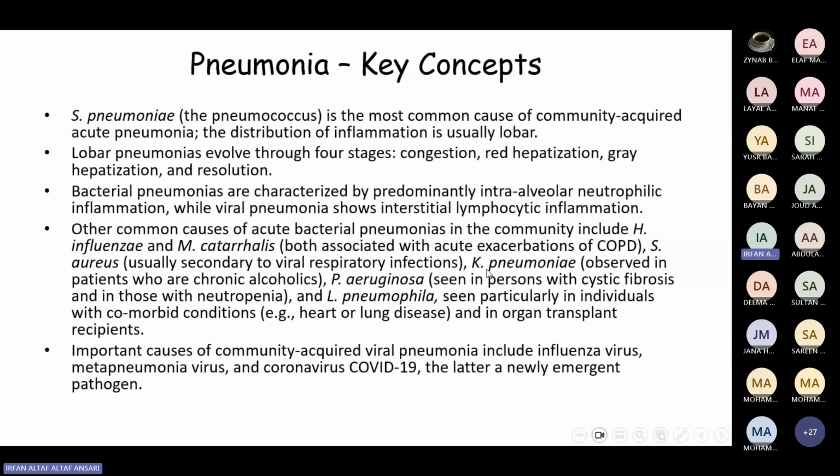Klebsiella pneumoniae occurs in patients with chronic alcoholism. Pseudomonas aeruginosa occurs in cystic fibrosis. Legionella pneumophila usually affects persons with other comorbid conditions like heart or lung diseases, or organ transplant recipients. Viral causes are influenza and metapneumovirus, which they are talking about now in China, HMPV, human metapneumovirus. Okay, this is not new, it is always there, and always happens during the winter periods. And then our best friend, COVID.